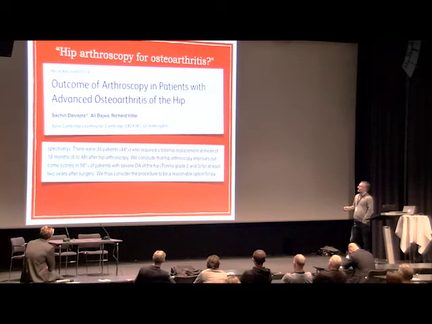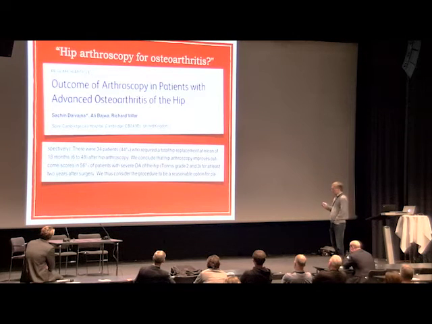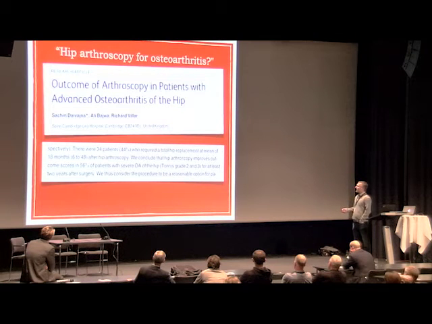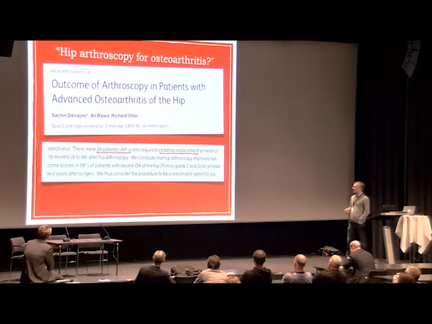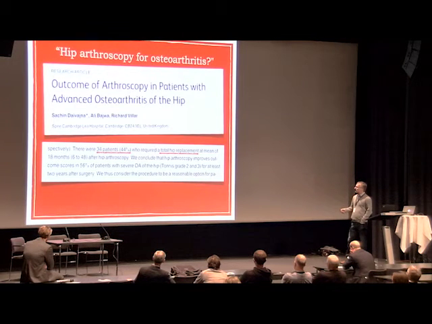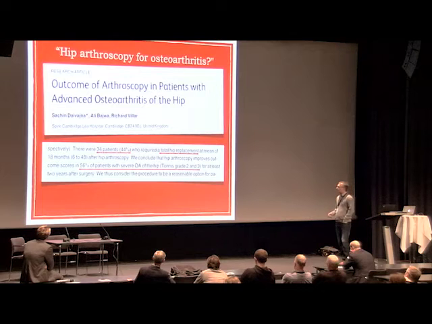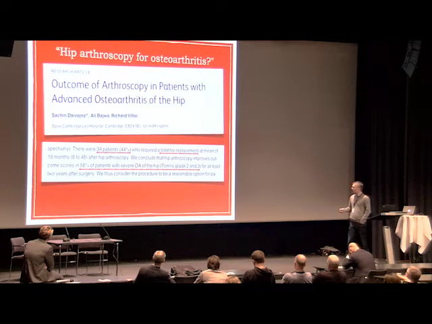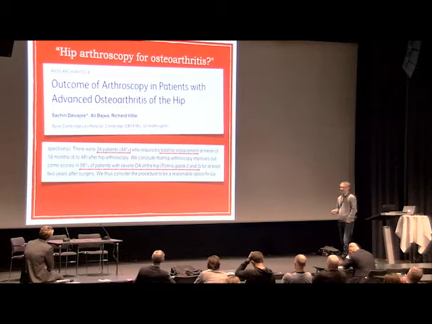Another group, Ricky Villar's group from Cambridge, looked into advanced osteoarthritis hip arthroscopies. They found that in the patients with severe OA, Tönnis grade 2 and 3, there were 34 patients, 44% of whom required a total hip at a mean of 18 months. And 56% had no total hip after 2 years. So they consider this a reasonable option. So it's 50-50.